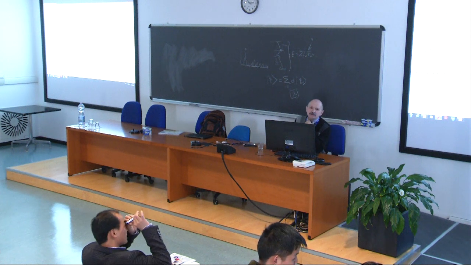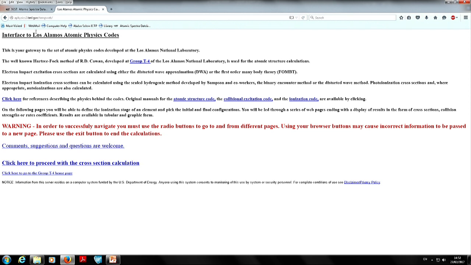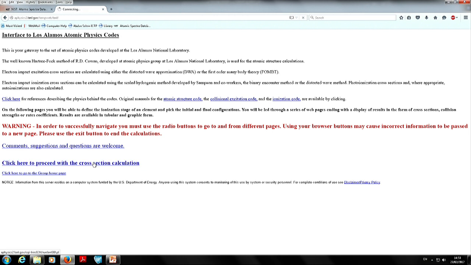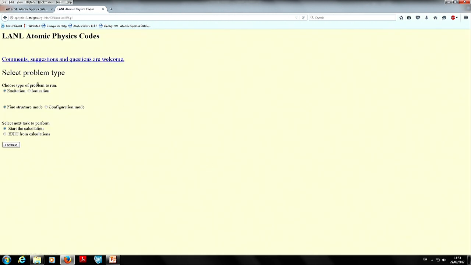Okay, so this is the interface to the Los Alamos atomic physics code. We'll write down the link. Basically, you can not only use it to calculate atomic structure, but also to do calculations for different types of cross-sections, ionization, or excitation. But if we want to restrict ourselves just to atomic structure, let's start with the calculation here. It doesn't matter what we choose for collisions, because right now we want to look only at atomic structure. So we start the calculations.